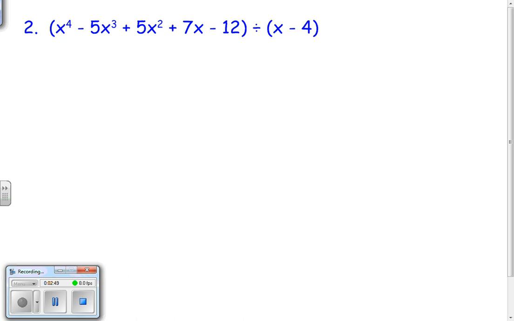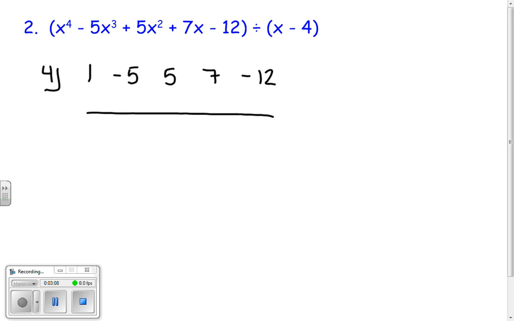If you look at number 2, this is a quartic, an x to the 4th, and it has an x cubed, an x squared, an x, and a constant. So take a second and copy down the coefficients: 1, negative 5, 5, 7, and negative 12. Because the factor we're dividing by is x minus 4, a positive 4 will go in the half box.